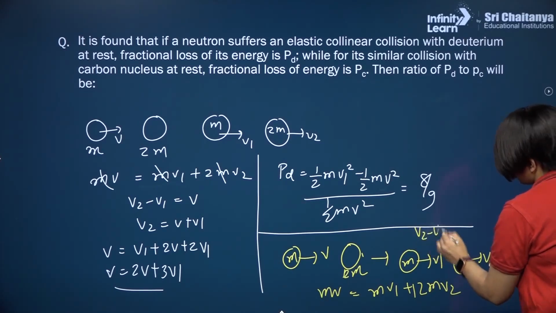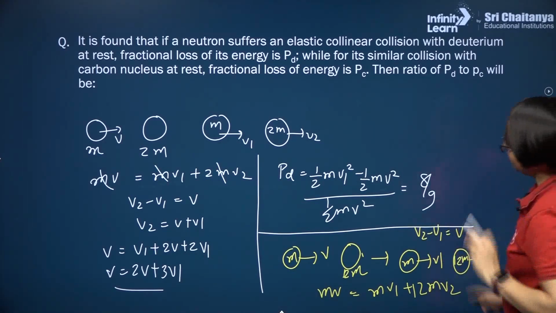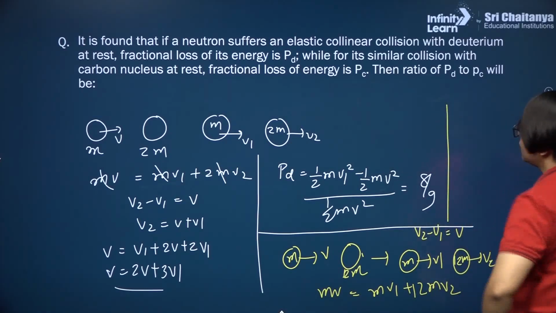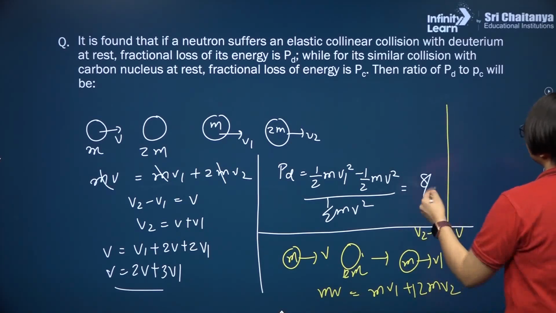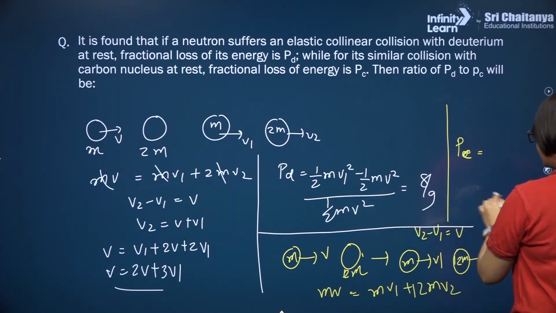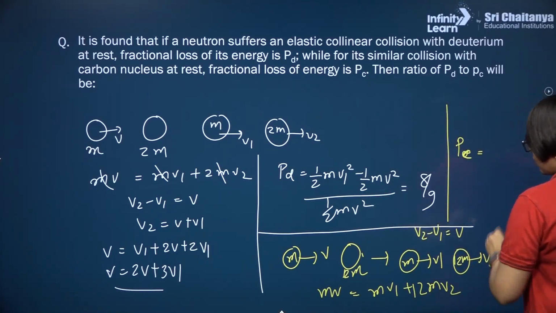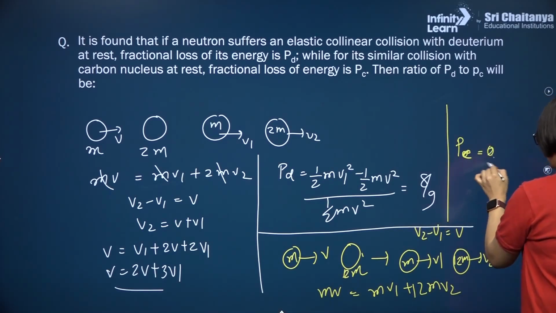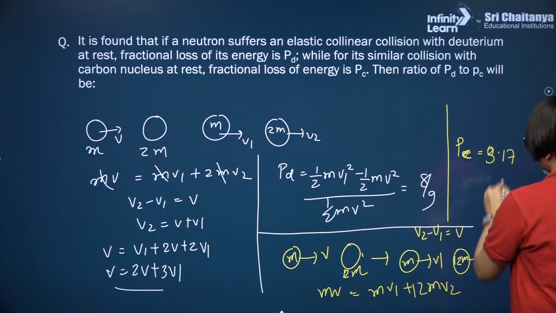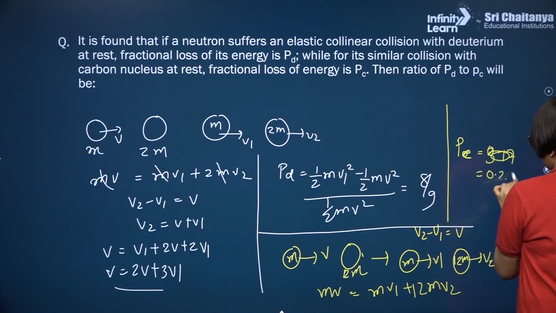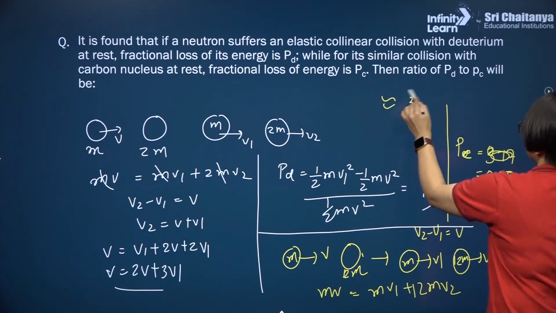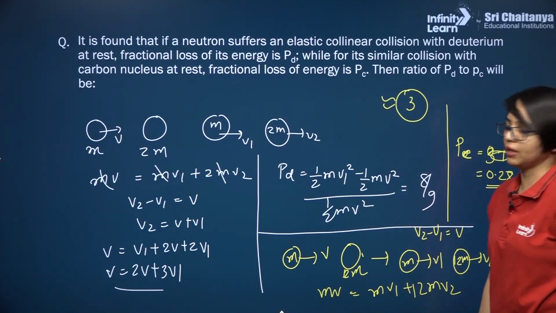So v2 minus v1 is equal to v. After solving this one, you will get the value of v1 in this situation. So when you find the fraction of energy lost in carbon using this formula, you will get this value around 0.28. So PD upon PC will be approximately 3.